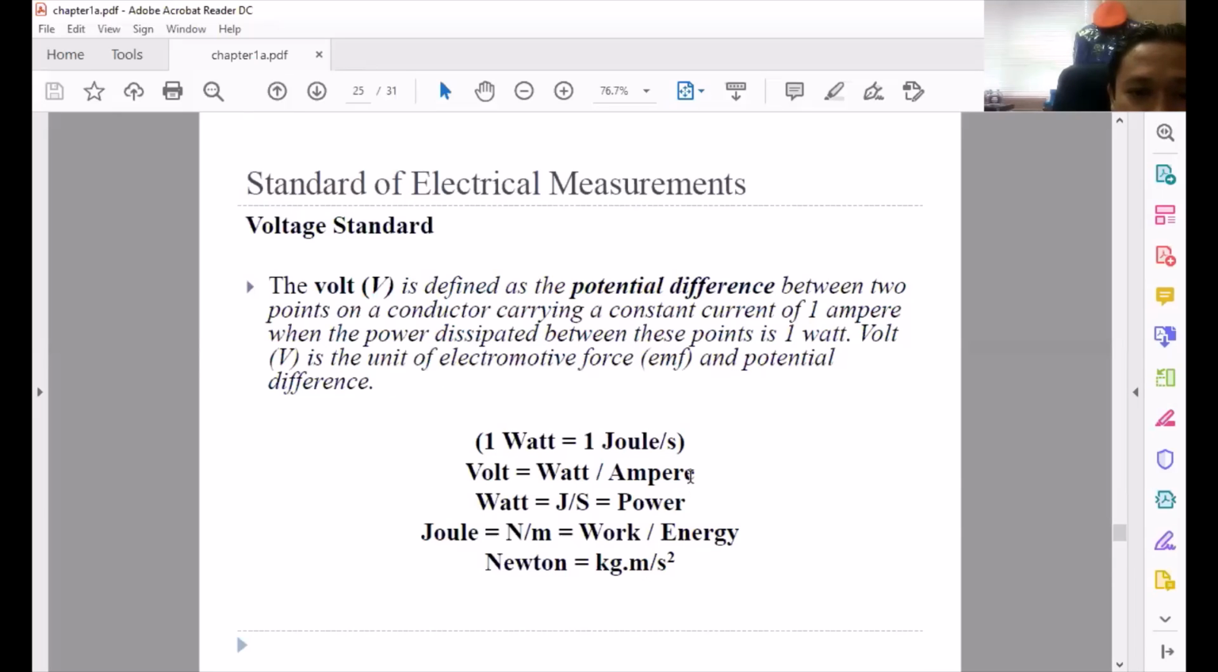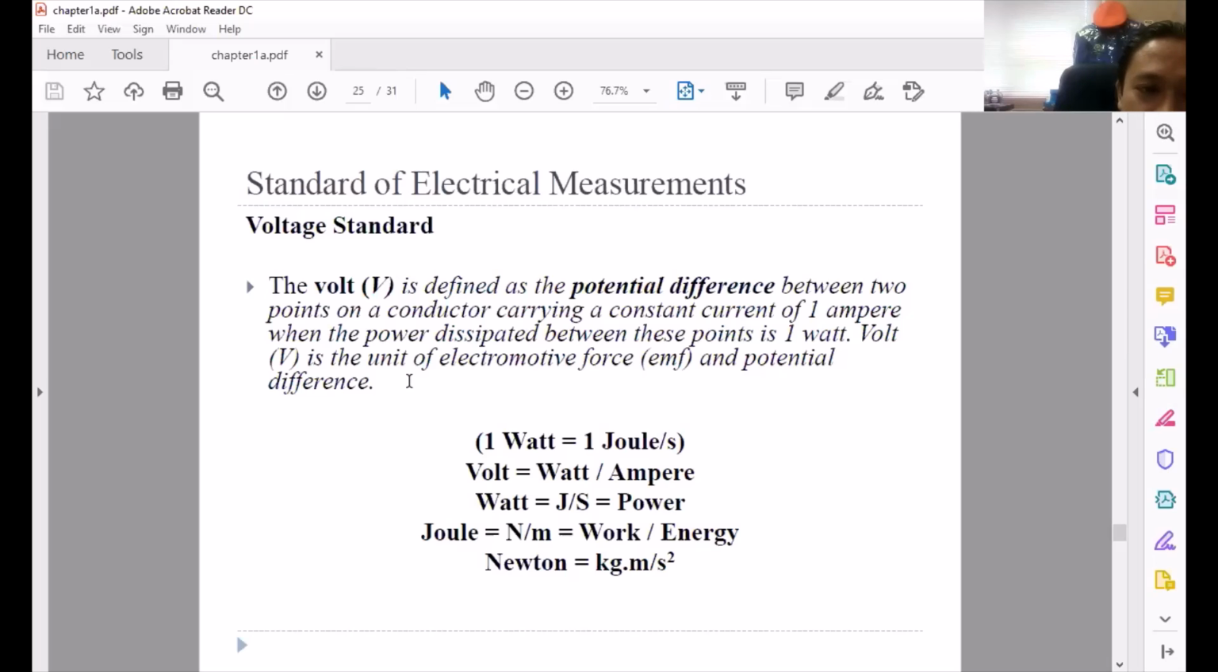And then we also have the voltage standard. The voltage standard is defined as the potential difference between 2 points on a conductor carrying a constant current of 1 ampere when the power dissipated between these points is 1 watt. The volt is the unit of the electromotive force, EMF, and the potential difference. For you, just know this is the definition of voltage: the potential difference between 2 points of the conductor. That's what we call the voltage.